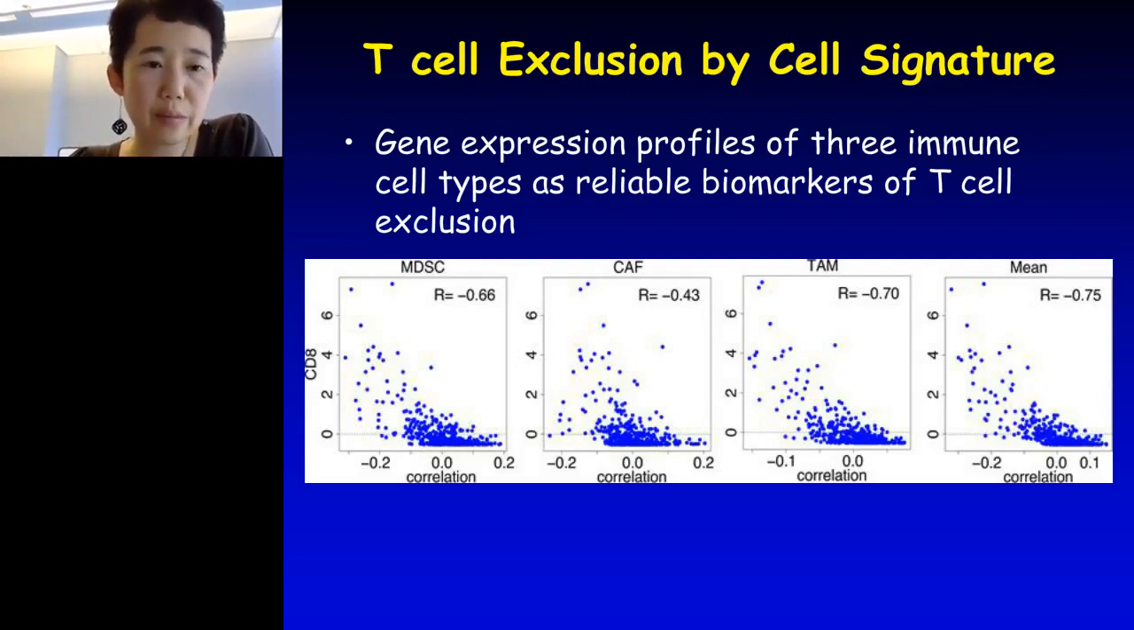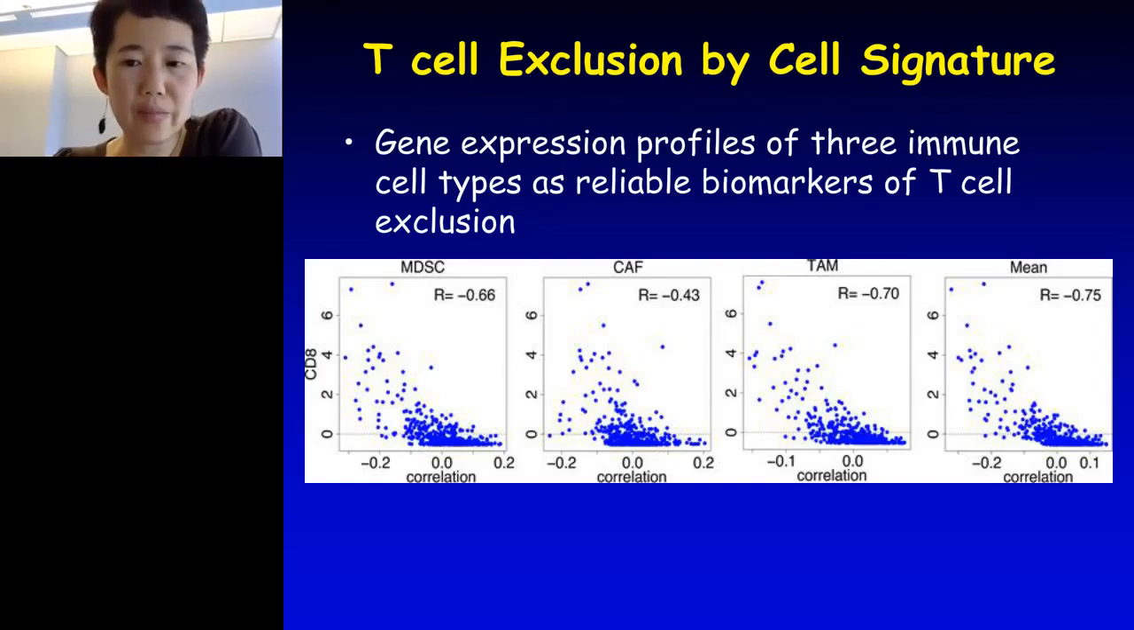So from the public data, we also extracted the genome-wide gene expression levels of MDSC, CAF, and TAM, and then looked at, for example, in this case melanoma samples, whether the level of CD8 T cell infiltration is correlated with the MDSC, CAF, or TAM levels. And you can see in general, each dot here is one sample in a TCGA melanoma tumor. In general, if the tumor has a high level of MDSC or high correlation with the MDSC signature, you will have low CD8 infiltration. Also, when the tumor has high fibroblast, high macrophage, you will have low CD8 T cell infiltration.